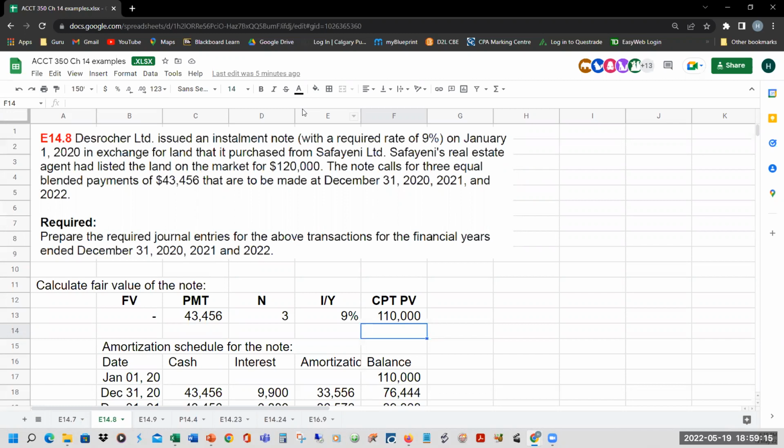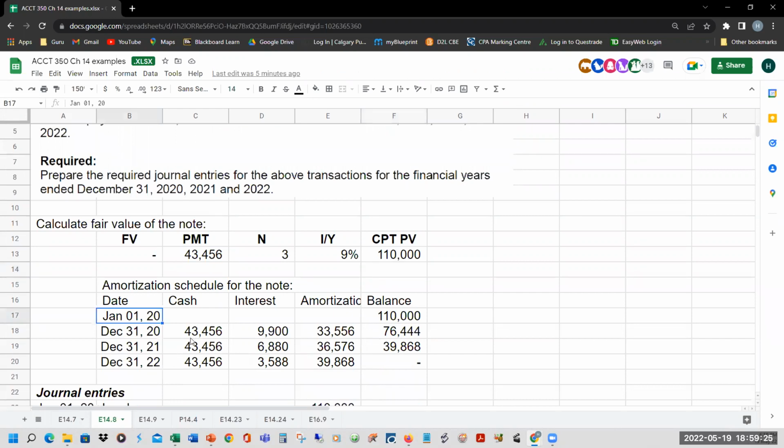Now, what's going to be different in this case is there is actually some cash payment happening. So on January 1st, 2020, DeRocher is going to record a note payable for $110,000. At the end of the year, DeRocher is going to make a cash payment of $43,456. And we know that this is a blended payment, so it includes a portion for interest and another portion for the principal.